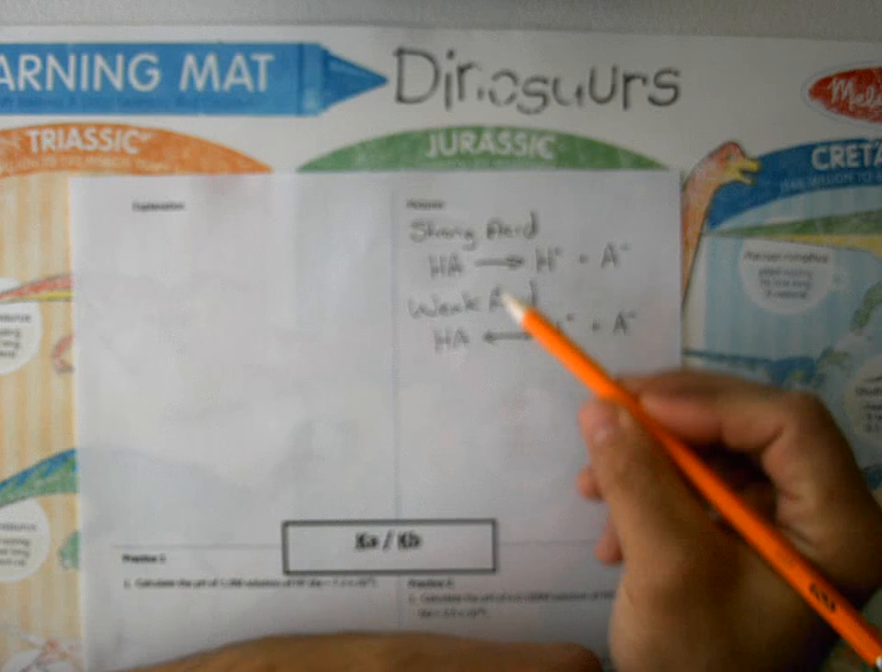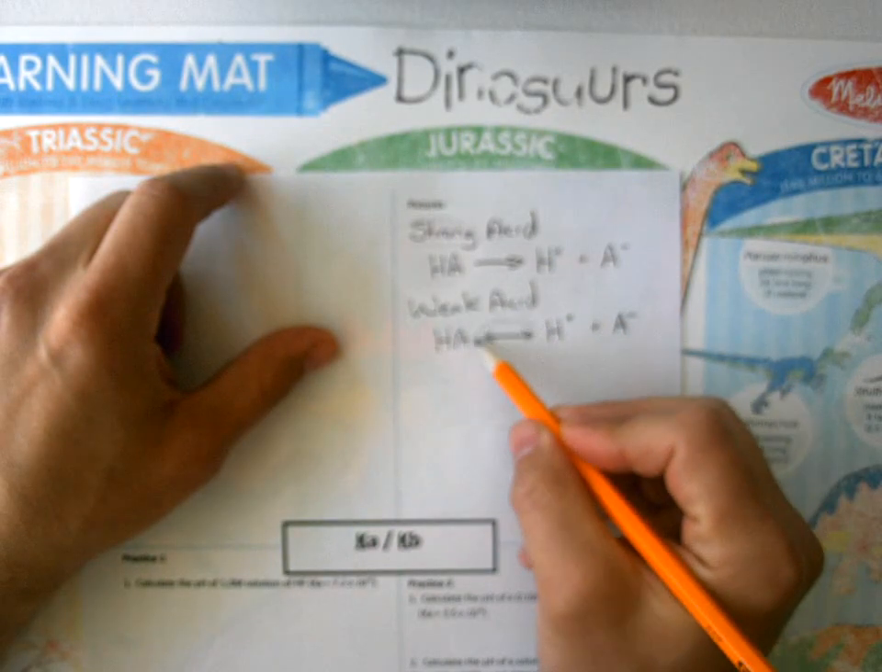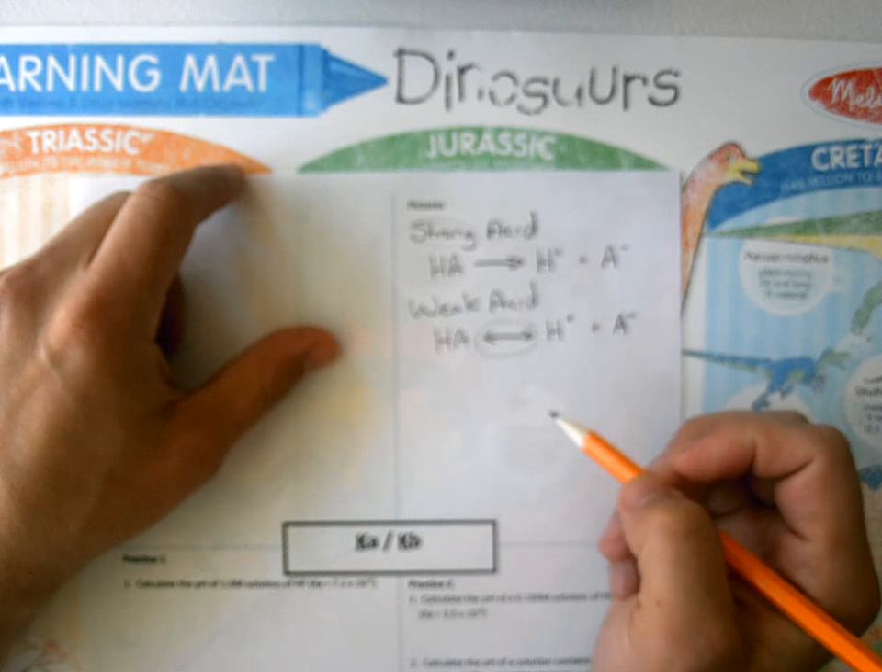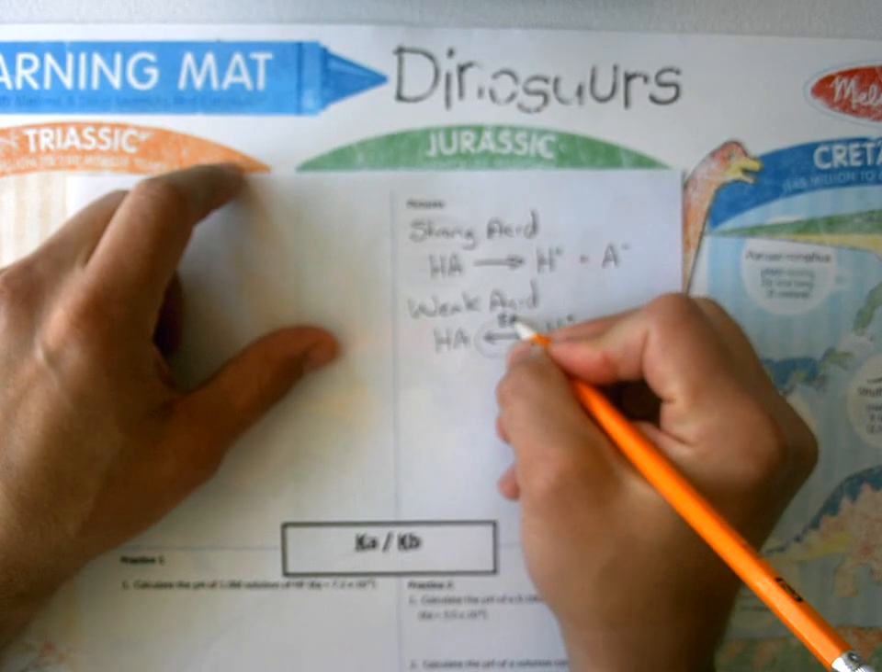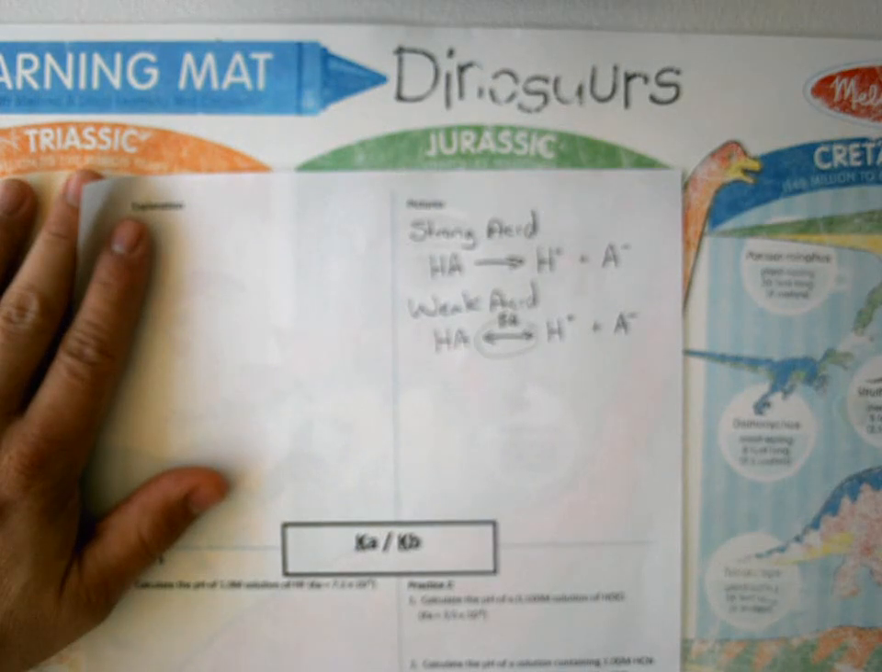Sometimes you also see this written as H3O plus. I'm just trying to simplify it here. So now that we have a double arrow, I want us to be thinking about the fact that we now have an equilibrium. And equilibriums have K values associated with them.